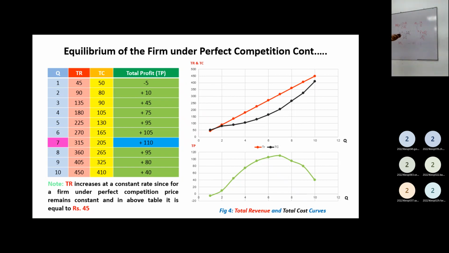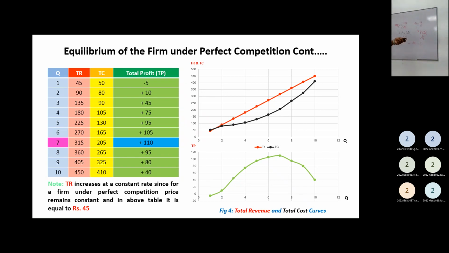It's -5. Now, by looking at these figures, what is the selling price of this product? By looking at only this table, can you figure it out? It's 45, no? Because if you sell one unit, your total revenue is 45. So the selling price per unit is 45. And these are the total profits that you are going to earn for each quantity. Clear? So what is the maximum profit that you're earning? How much?